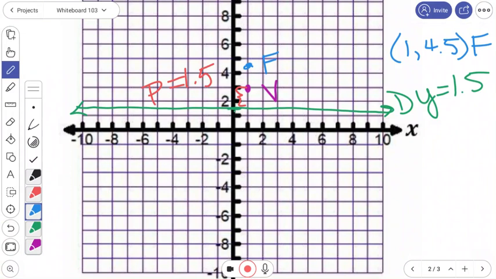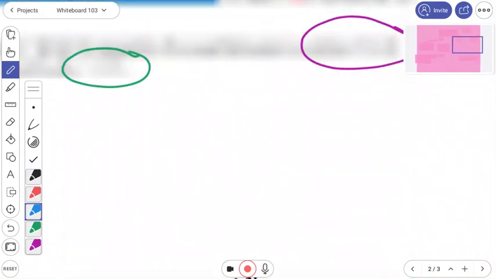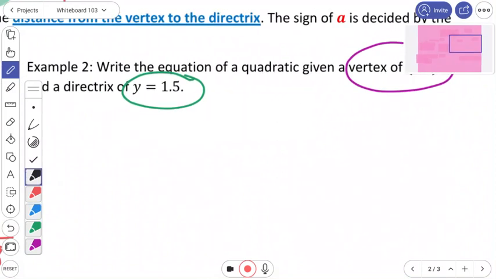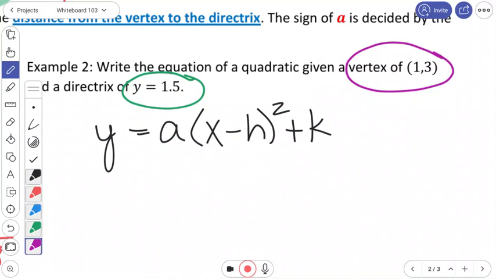All right, so let's use this information to write our equation. So we know our equation is y equals a times (x minus h) squared plus k. All right, so what are the 3 values that we always need to substitute in? Our a value, our h value, and our k value. And of course, we were given h and k. Make sure you label them. But we've got to figure out what our a value is.